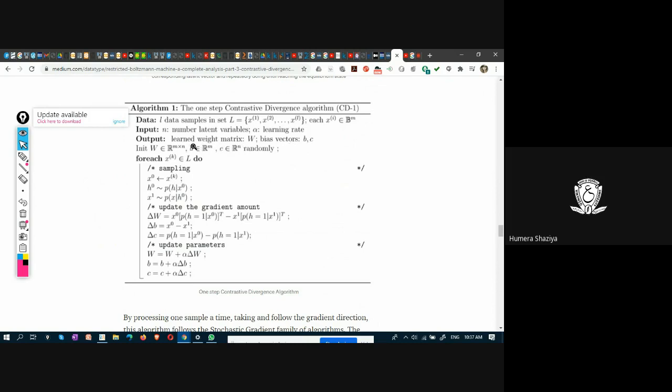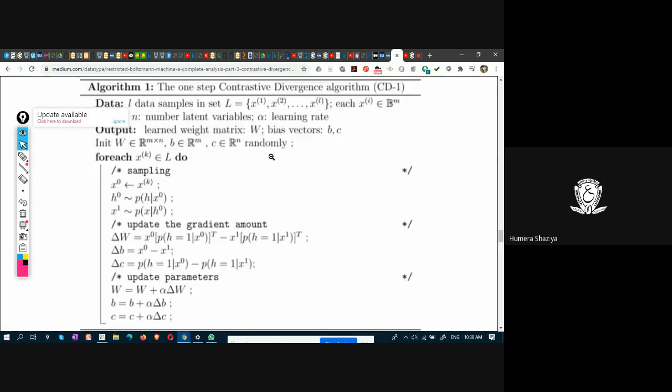And also the weight matrix: weights are only learned during the learning process in any deep learning model. It is the weight that is learned during the training process. Then the first initialization step is W set to some random numbers. Some random initialization is performed for W, B, and C.